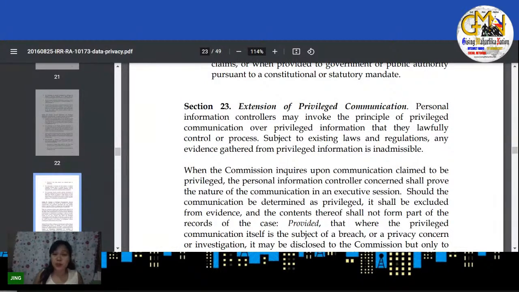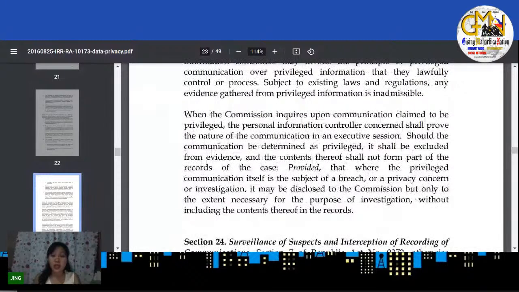Section 23, Extension of Privileged Communication. Personal information controllers may invoke the principle of privileged communication over privileged information that they lawfully control or process. Subject to existing laws and regulations, any evidence gathered from privileged information is inadmissible. When the Commission requires upon communication claimed to be privileged, the personal information controller concerned shall prove the nature of the communication in an executive session. Should the communication be determined as privileged, it shall be excluded from evidence.